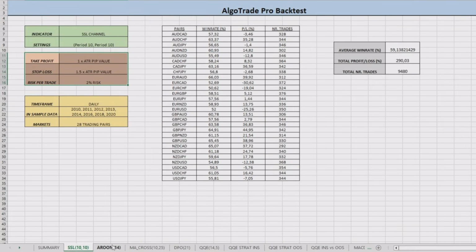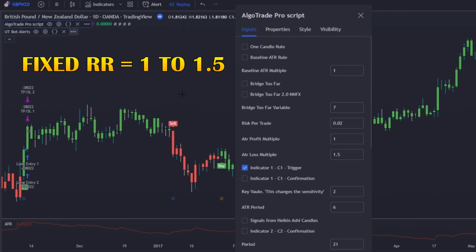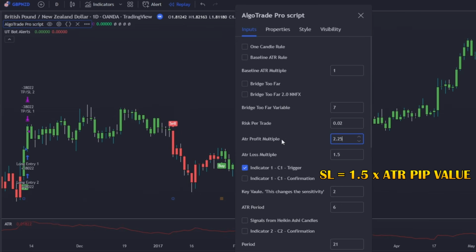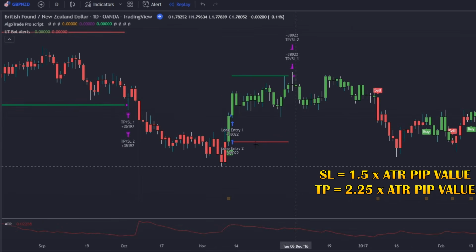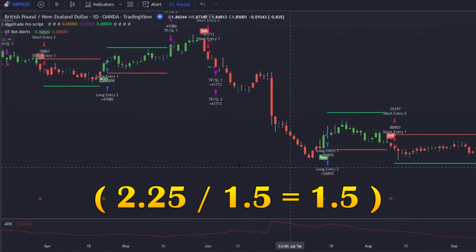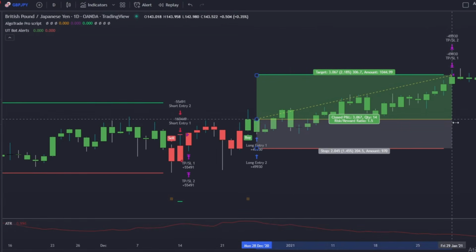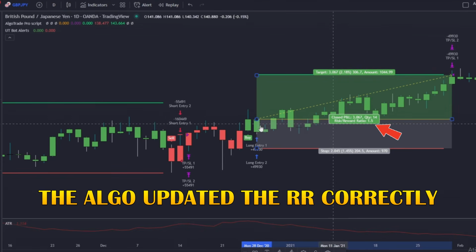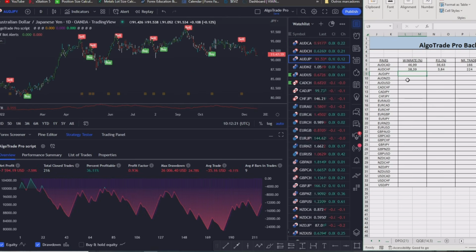Therefore, despite always using the same risk management to be able to compare all the indicators that I test, I will now redo the backtest, but with a fixed risk-reward ratio of 1 to 1.5, which means using a stop loss at 1.5 times the ATR pip value and the take profit at 2.25 times the ATR pip value. As you can see, I already changed this aspect in my algo and it updated the strategy correctly. Now let's repeat the backtest.